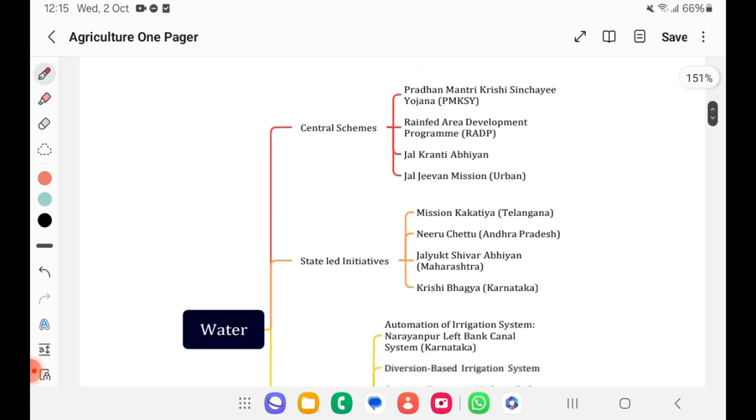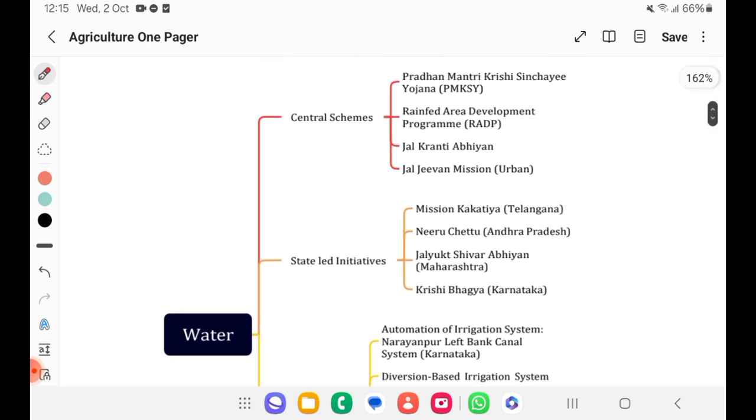Do we have any good schemes to be memorized so that we can use them in the exam as well as be aware of them? Yes, there are central and state initiatives for water management.